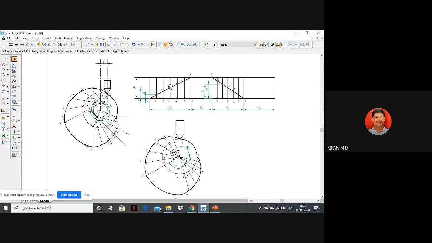So where is the follower now? At each point, 3 to 3 dash, 2 to 2 dash. Because if I am using simple harmonic motion, you can see the cursor, it will move like this, like a curve. There the distance will vary. So we are going to measure the distance here. That's it. Okay, na?